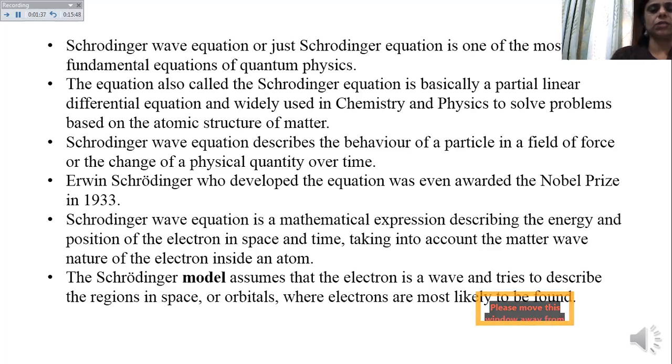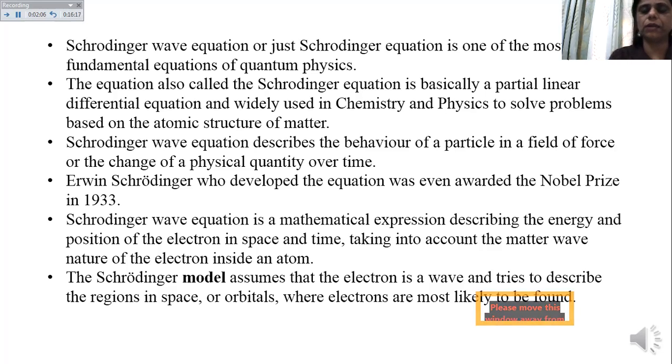Schrödinger wave equation is a mathematical expression describing the energy and the position of the electron in space and time. Schrödinger ने क्या कहा था? He gives an equation जिसने कहा था कि whenever an electron behaves as an energy particle or a wave, how it behaves in space with time, how its position changes, taking into account the matter wave nature of the electron inside the atom.